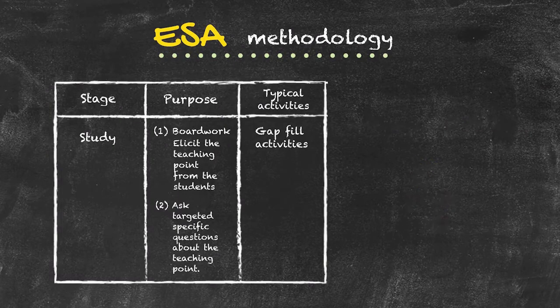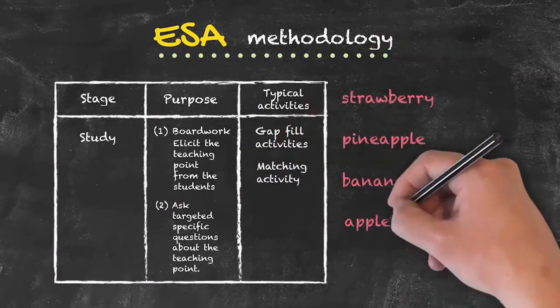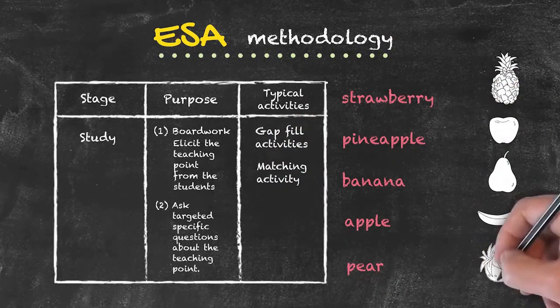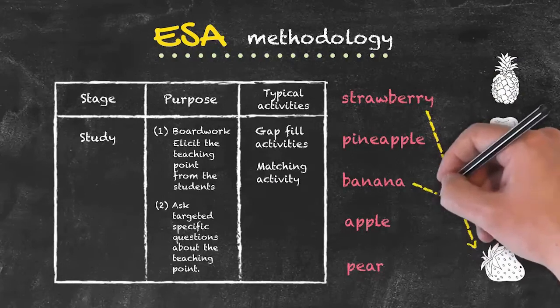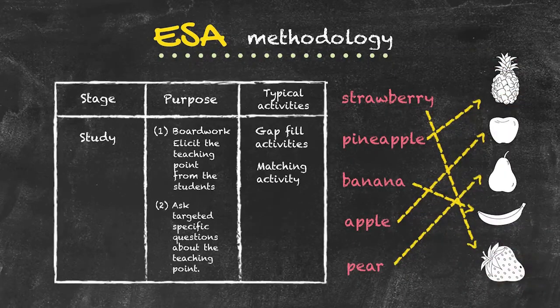Another example of an activity might be something like a matching exercise. And there are all sorts of things that they could match. For example, they might match a word to a picture, or they might match a picture to a description, or they could match a word to a description itself. So again, both of these activities are very targeted in that the students have to be able to understand the material in order to get the answer correct.